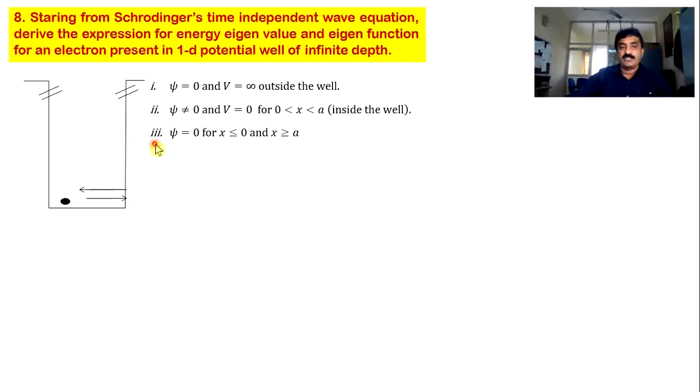That is the second condition. Number 3, psi equal to 0 for x less than 0, meaning here outside, and x greater than a, that means here, and even at x equal to 0 and at x equal to a, that means right on this wall, the probability of finding the particle is 0, because we make one assumption. What is that assumption? See, all these things you have to write in words, and of course the notes I have given in the description box.